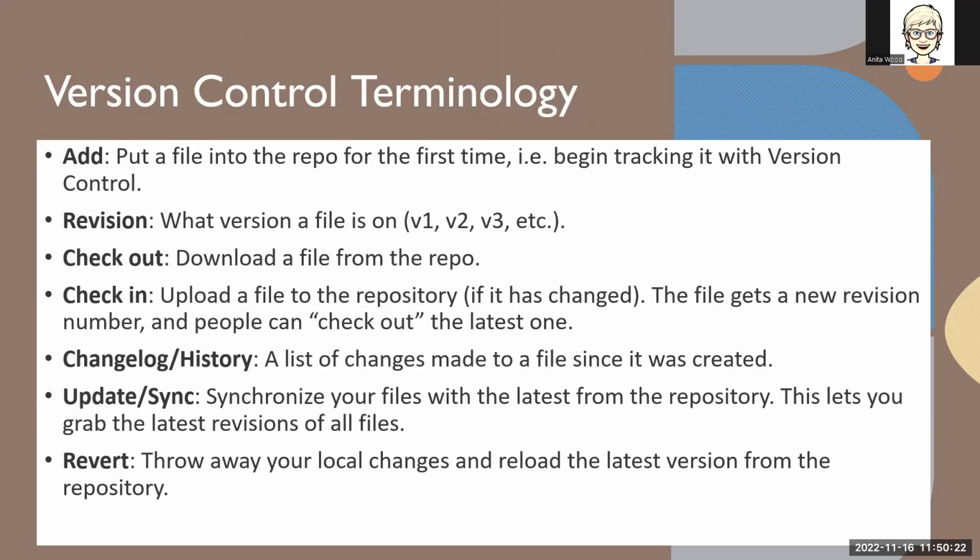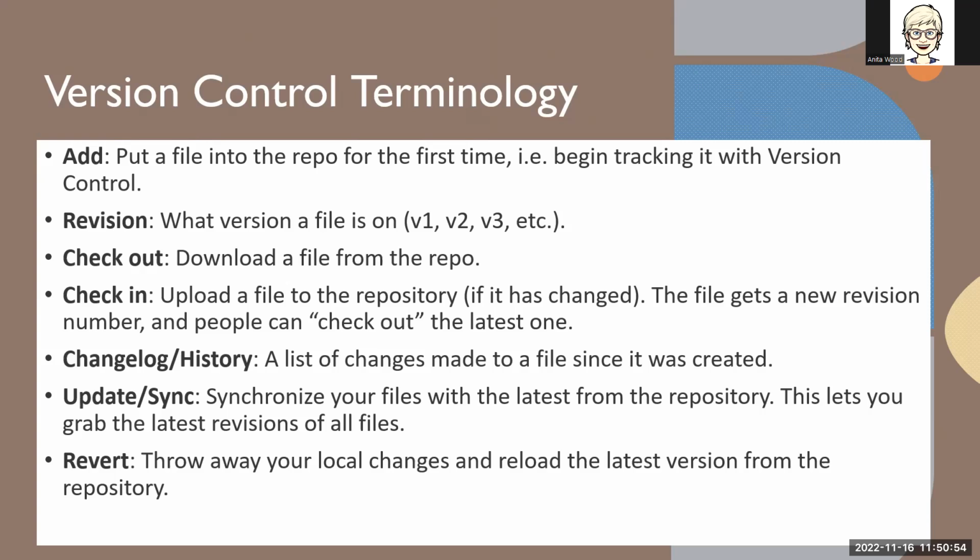after the initial add. Now I can check out, which means I'm going to download a file from the repo to my client, to my working location. I'm going to check in. Now I'm uploading the file from my own computer back into the repository if it's been changed. If it hasn't, there's no reason to do it. So when I do that, you're going to get a new revision number and people can check out the latest one. You have a change log or history.